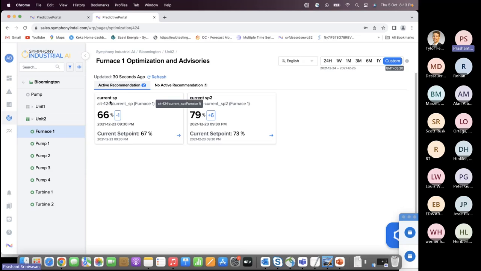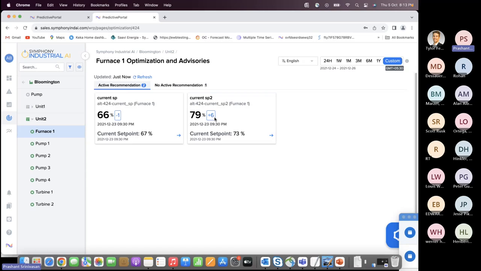In this case, there is a current set point for the boosting electrodes, and you have some current value, and it is asking the user to adjust it by 1%. The current set point is 67, and it is requesting a reduction of 1. And in this case, the current set point is 73, and the optimizer is requesting an increase of 6.